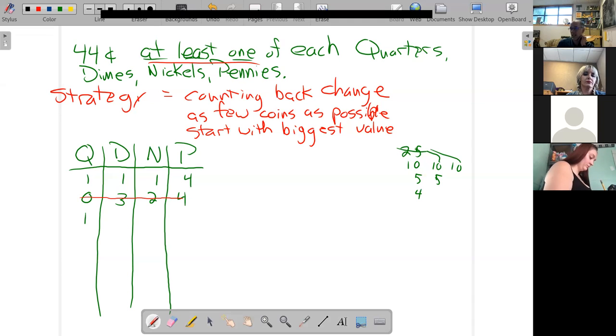Can I afford to cash in a dime if I didn't have any dimes? The answer is no. If I had 0 dimes, right, then I don't have at least one of each there. So I can't do that either. I can't afford to have no nickels, and there's nothing to do but have 4 pennies. So it looks like this is the only possibility.